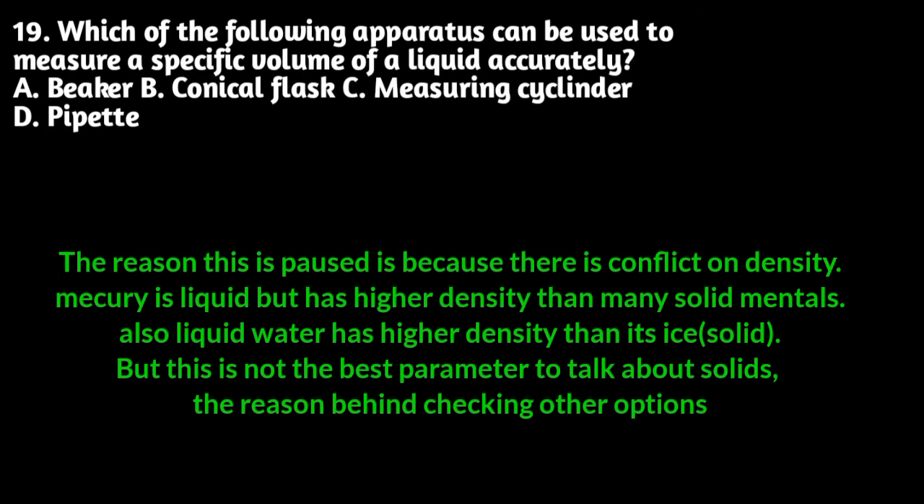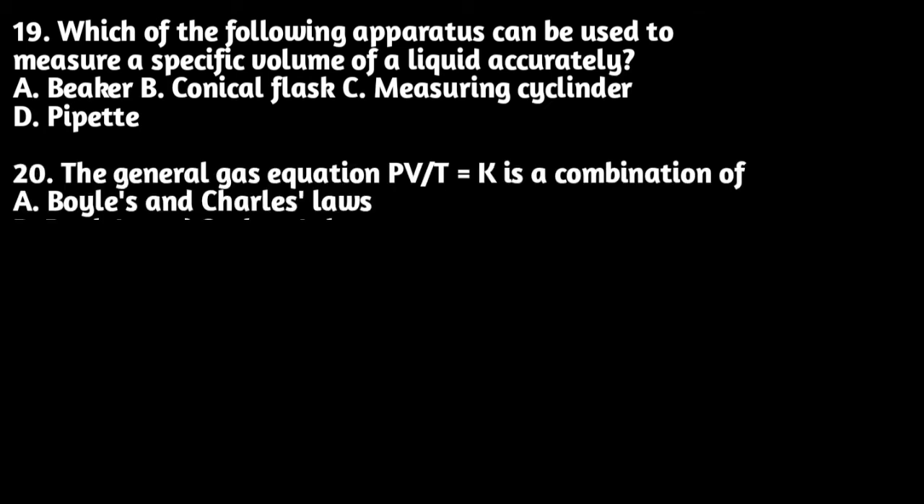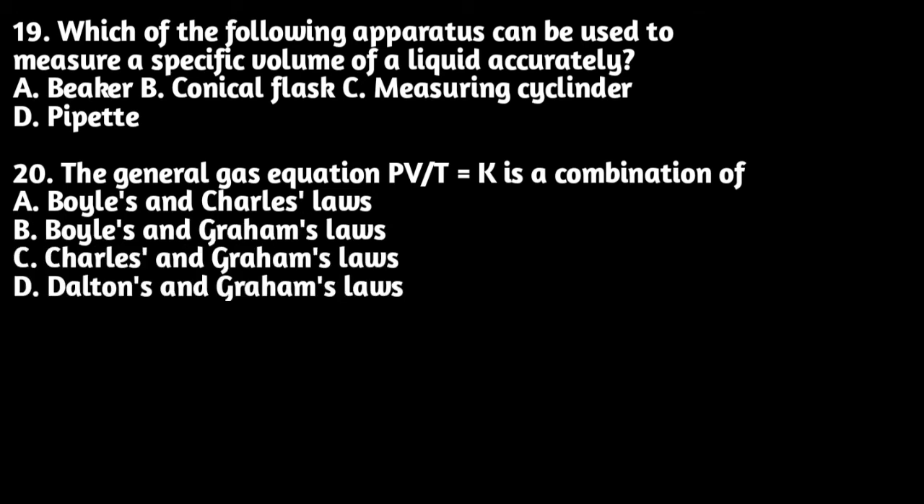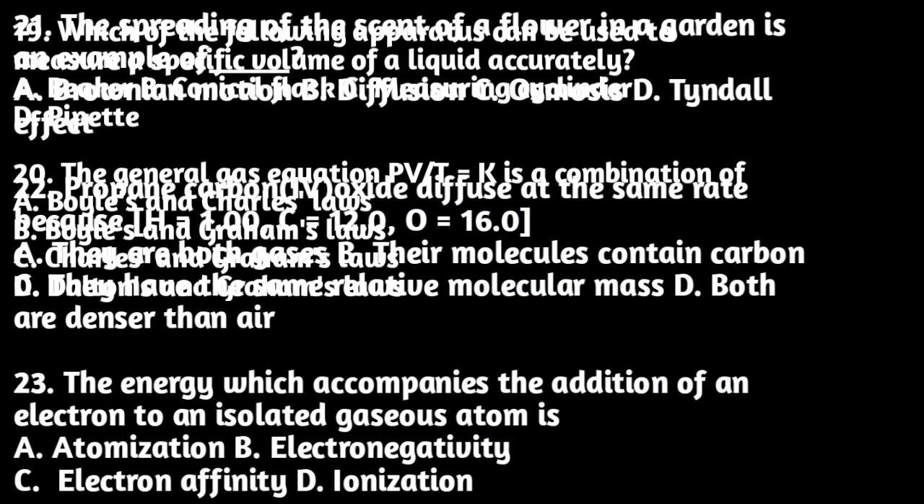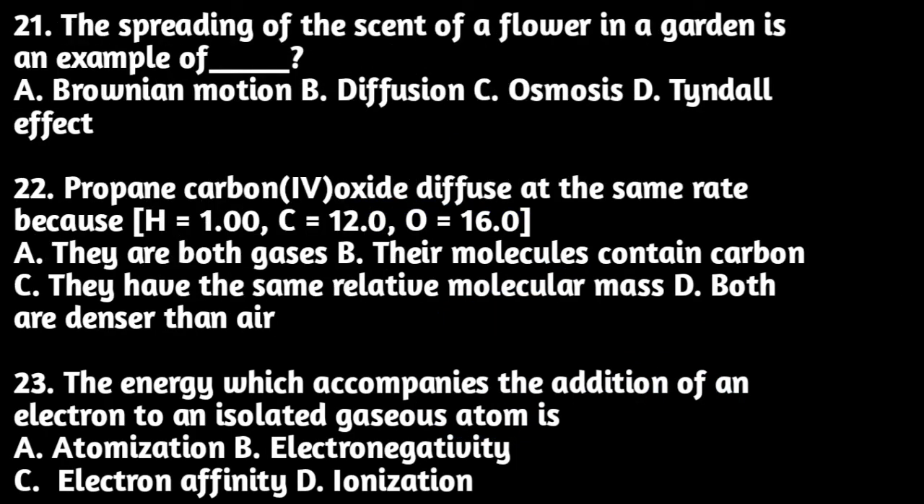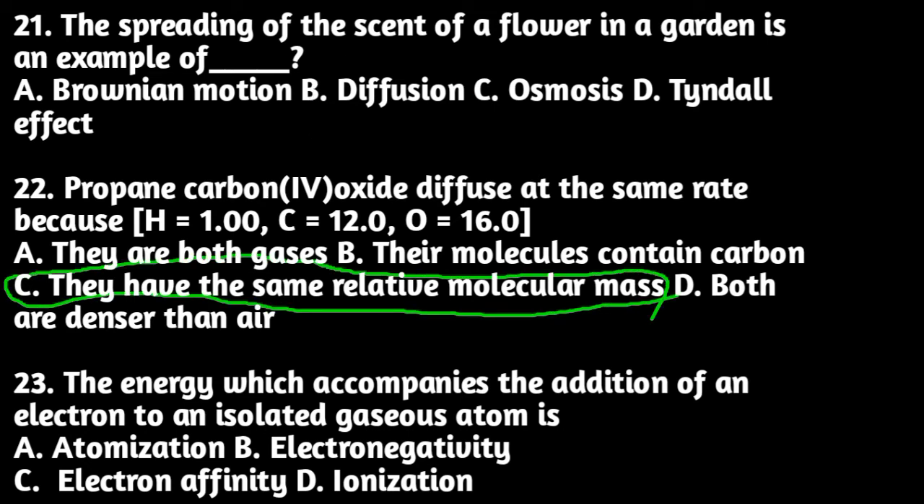Question number 19. Which of the following apparatus can be used to measure a specific volume of a liquid accurately? We are talking about a specific volume. Beaker, conical flasks, and measuring cylinder are all graduated, which means that they can actually measure different volumes. But a pipette measures only 20 centimeter cube or 25 centimeter cube, which is a specific volume. Option D is the most accurate. Question number 23. The energy which accompanies the addition of an electron to an isolated gaseous atom is A.